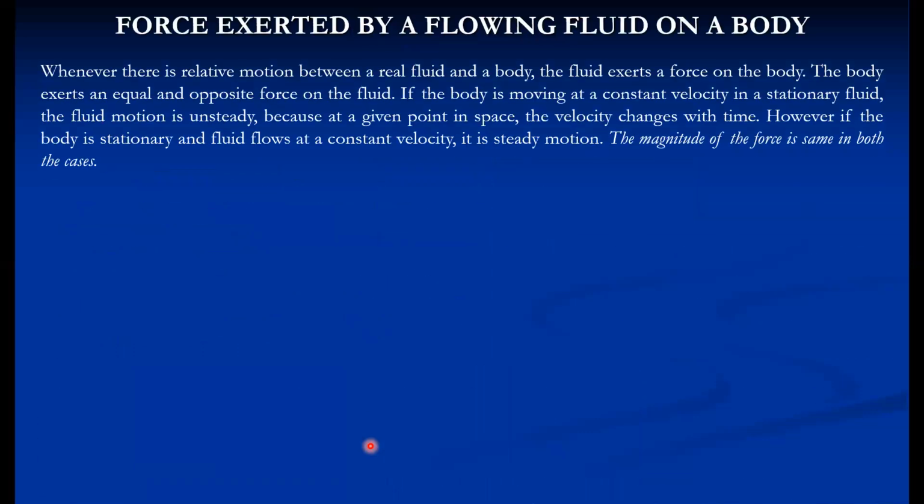Now, whenever there is a relative motion between a real fluid and a body, the fluid exerts a force on the body, and the body exerts an equal and opposite force on the fluid as well. If the body is moving at a constant velocity in a stationary fluid, the fluid motion is unsteady because at a point in space the velocity changes with time. However, if the body is stationary and the fluid flows at a constant velocity, it is a steady motion. But the magnitude of the forces in both cases, case one or case two, is the same, because there is an equal and opposite force on the body as well as the fluid.